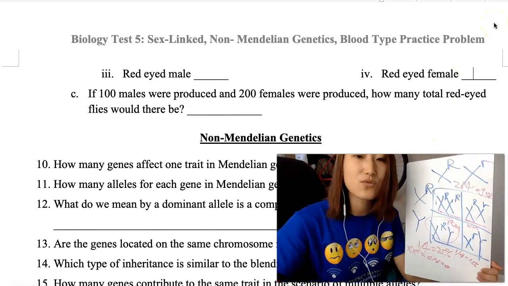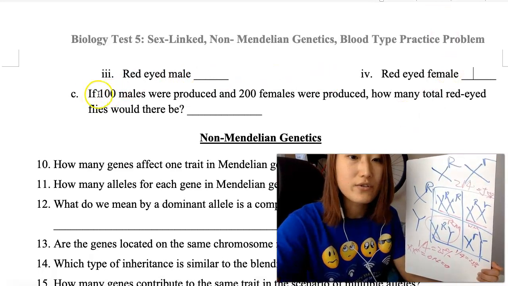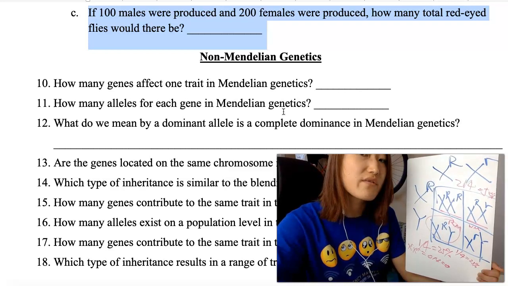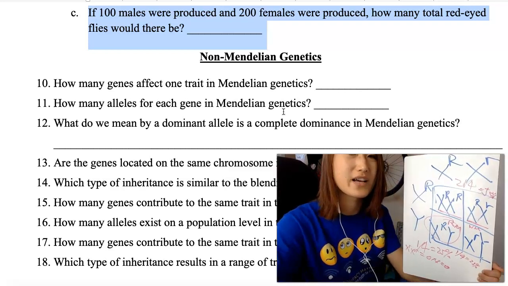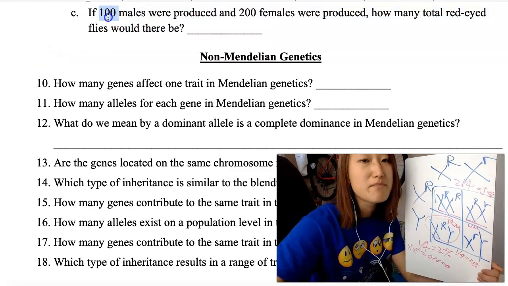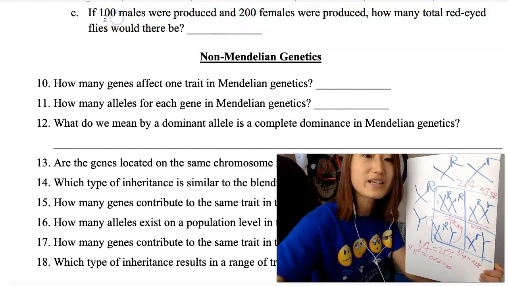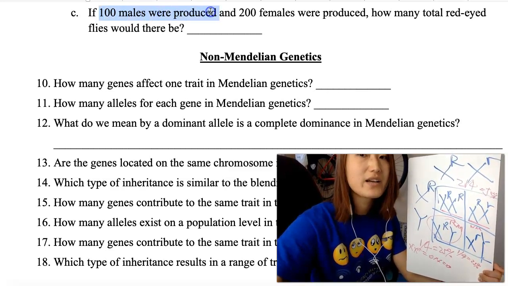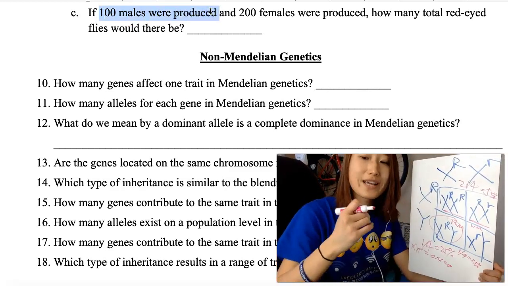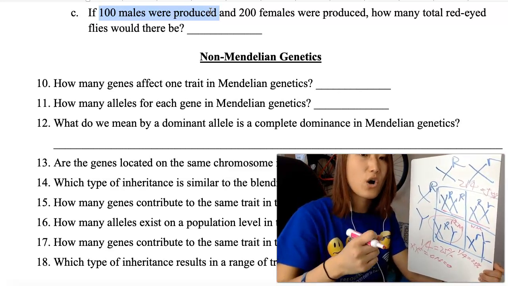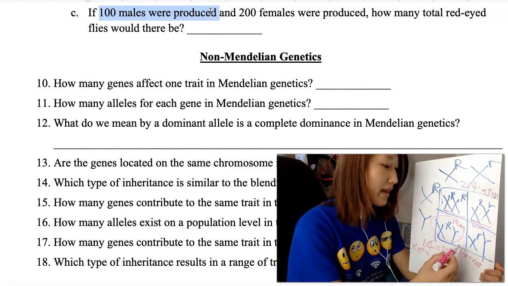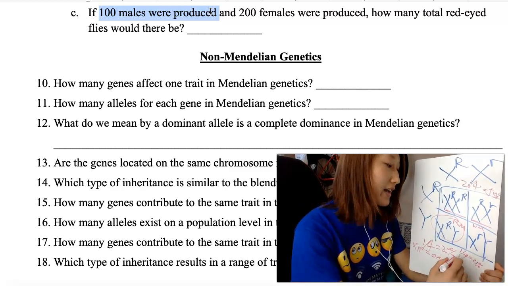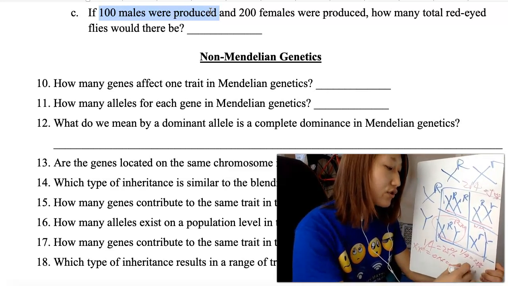Lastly, this last question is a little bit of a step up, but you can do it. It says if 100 males were produced and 200 females were produced, how many total red-eyed flies will there be? There's a difference between male and female, so you have to look at each one individually. So this first part says 100 males, so now you're looking at just the males instead of all the children. Both of these are male. The chance of a male being red-eyed is 1 out of 2, right?